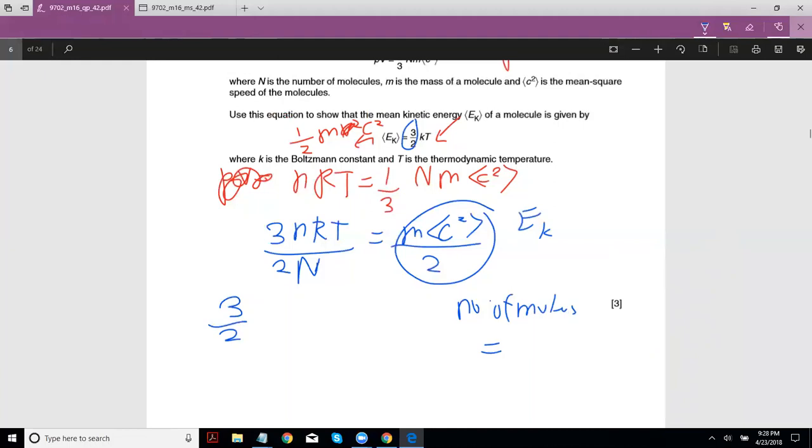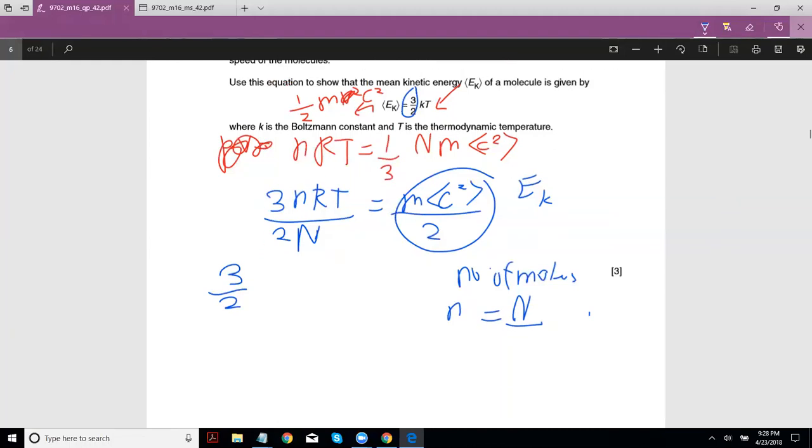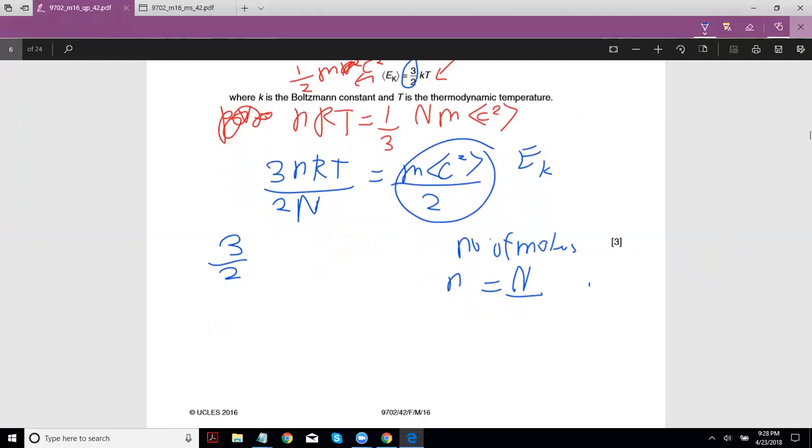I'm just trying to simply write that the number of moles, small n, is equal to the number of particles, capital N, divided by N A, your Avogadro's constant, which gives you 1 over A.